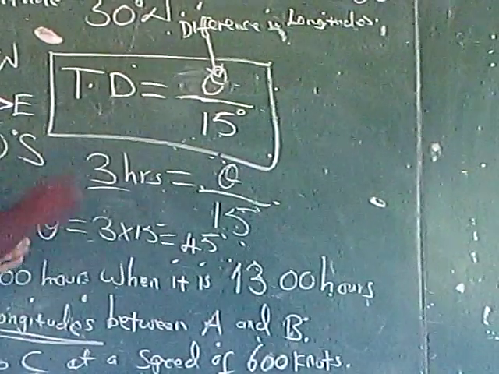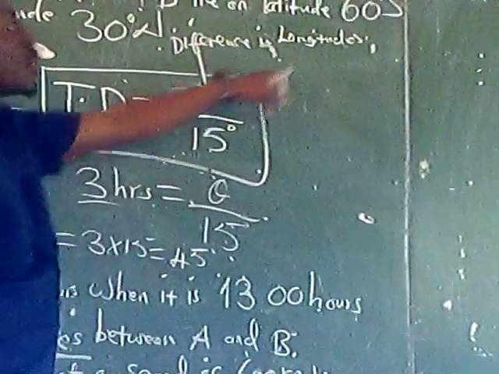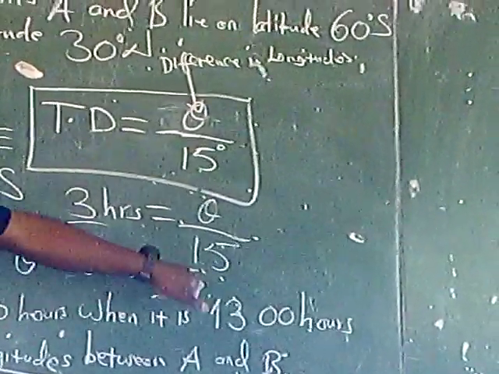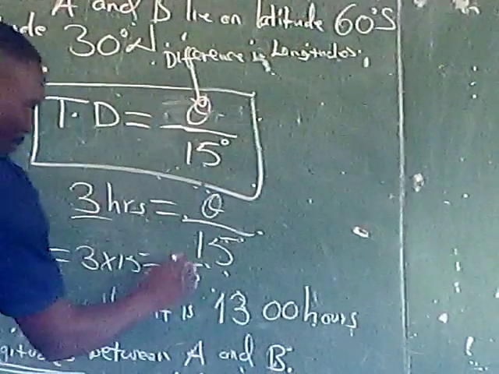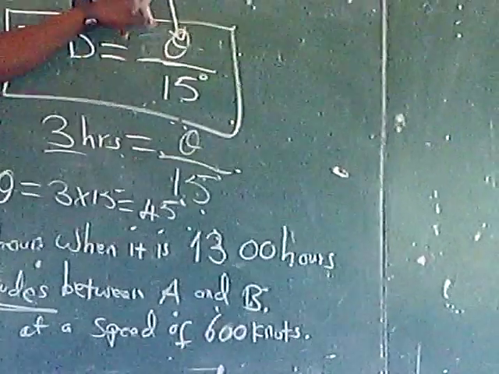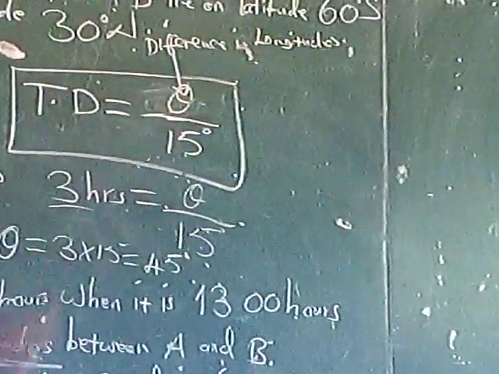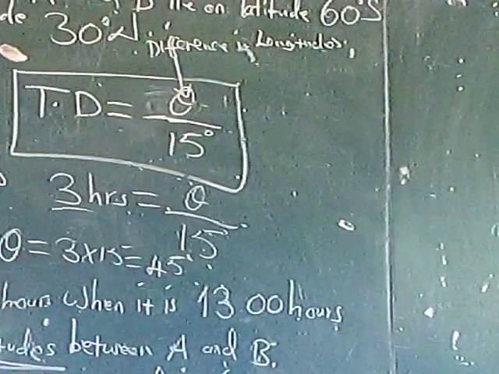Now, 45 what? Remember, we're talking about the difference in longitudes. So this will actually be 45 degrees, meaning the angle, because we're talking about the difference in longitudes. And longitudes are circles. So this will be 45 degrees.